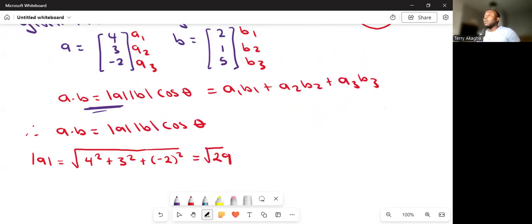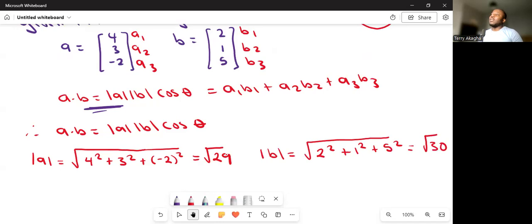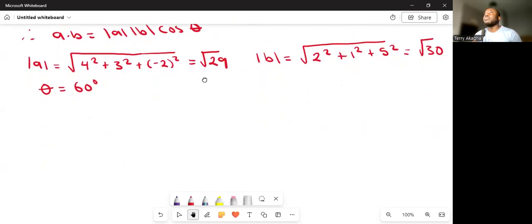29. The magnitude of B is going to be equal to the square root of 2 squared plus 1 squared plus 5 squared. And when you press your calculator for that, this is 25 plus 4, 29, plus 1, 30, square root of 30. Now, we also know our theta in this question was equal to 60 degrees.